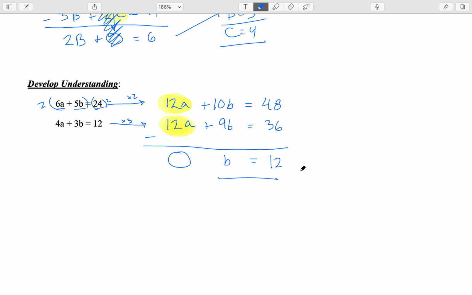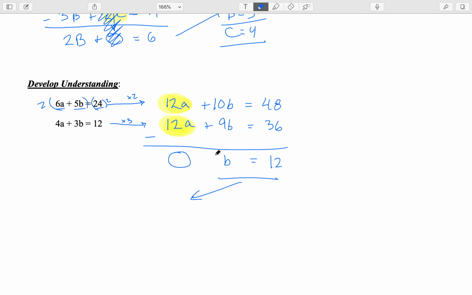Now, I just figured out one of the answers. How do I figure out what a is? Well, I went through all this procedure and I got the a's to be the exact same, so I could subtract and get them to cancel out. I could have done the exact same thing by making 15 b's and 15 b's. So I could start over and multiply this one by 3 and this one by 5, and that would work. But you know what?